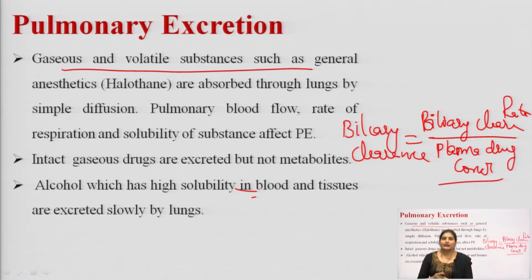Okay. In the pulmonary excretion, the intact gaseous drugs can get excreted, but their metabolites cannot be excreted out. Okay. Alcoholic compounds which have high solubility in the blood and tissues are excreted slowly by the lungs. Okay. So, this was about the pulmonary excretion.